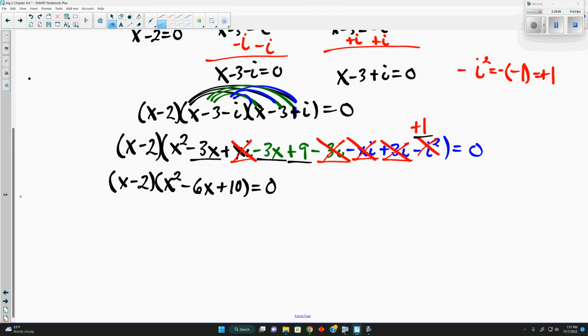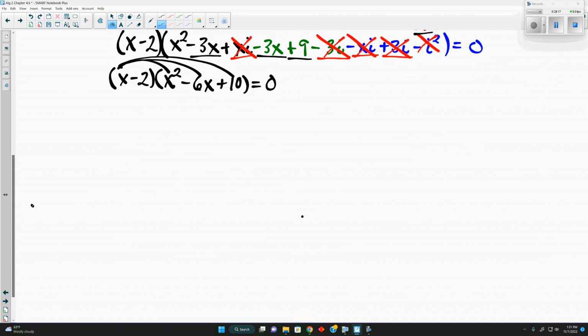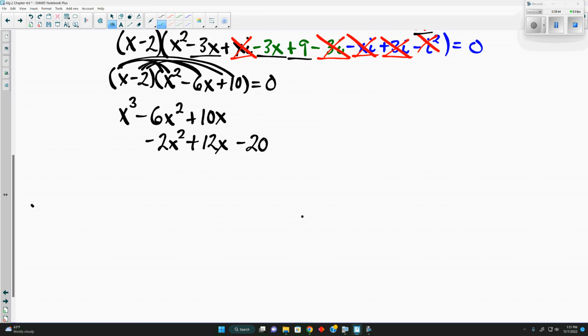And last but not least, we need to distribute. x times x squared is x cubed. x times negative 6x is negative 6x squared. And x times 10 is plus 10x. Then we do the same thing with negative 2. Negative 2 times x squared is negative 2x squared. Negative 2 times negative 6x is 12x. And lastly, negative 2 times 10 is negative 20.